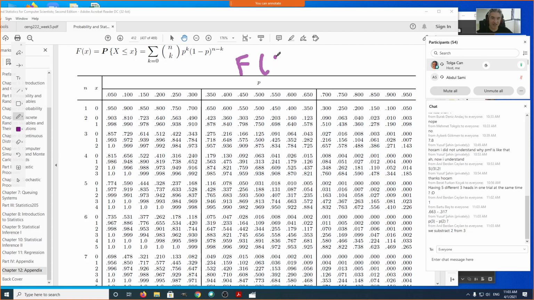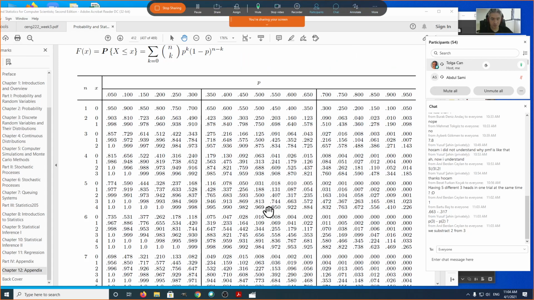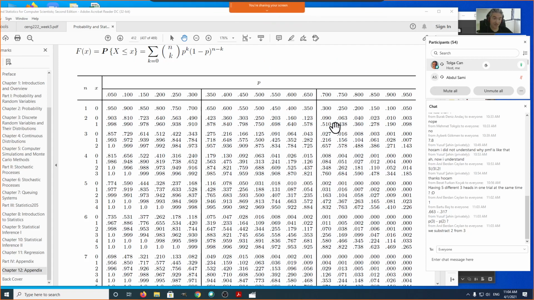So F3 minus F2 is going to give me the probability to obtain exactly 3 heads. Okay, so this cumulative function, that information is implicit on this table. PMF is already here.